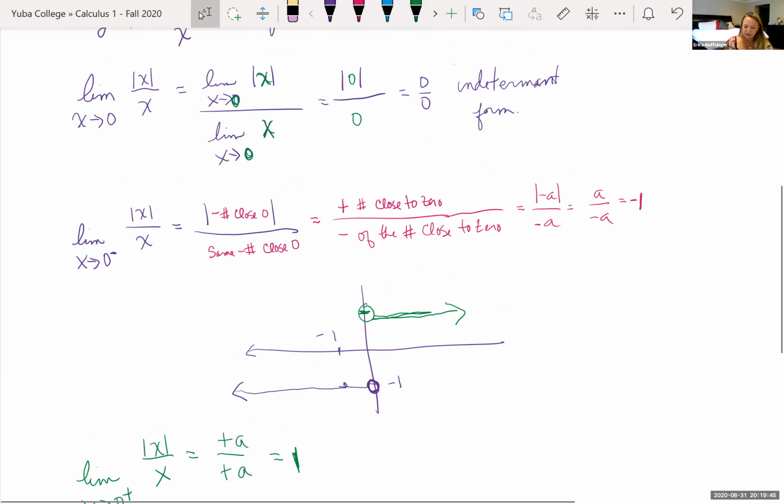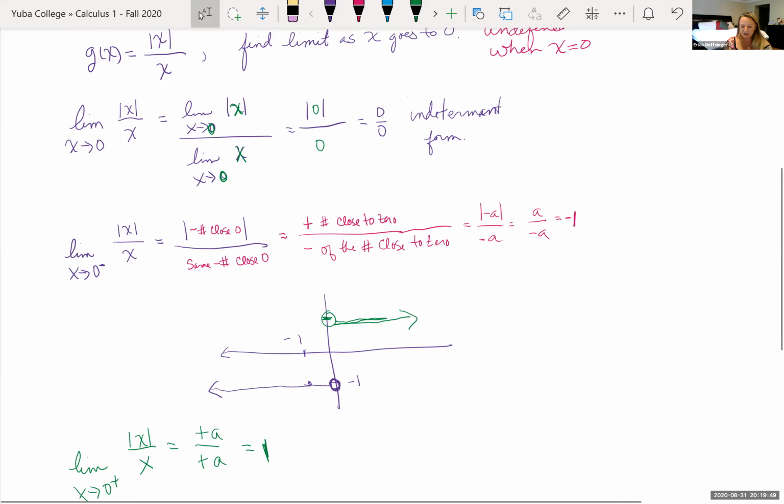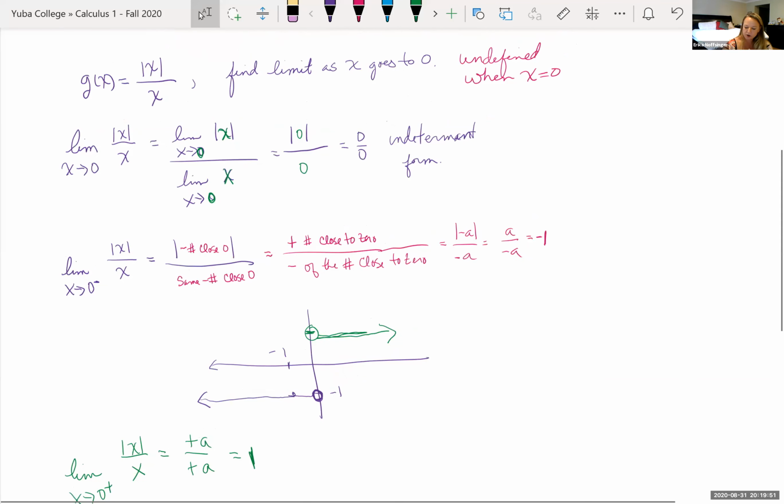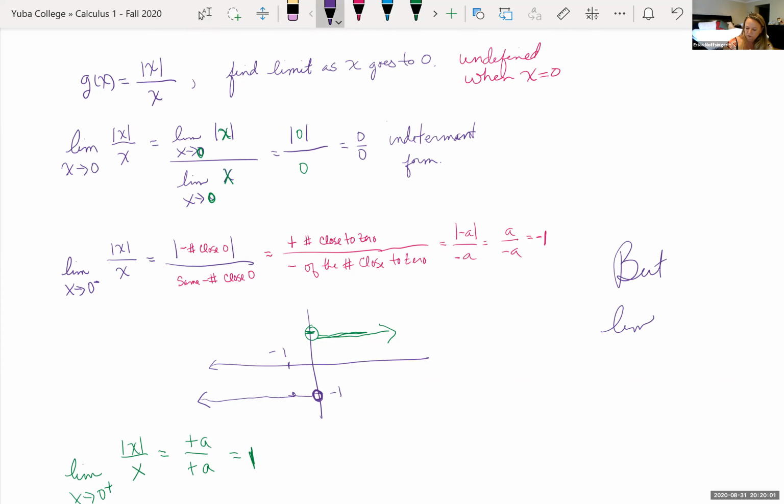So because the left and right-hand limits don't equal each other, we know that the limit as x approaches 0 of absolute value of x over x doesn't exist.